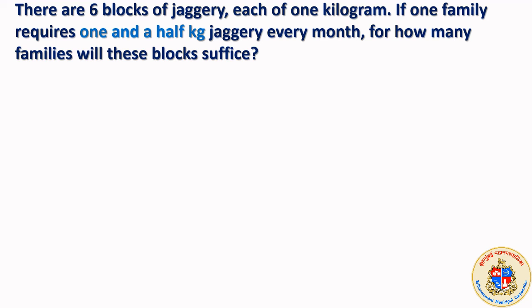There is another example, again related to your textbook. 6 blocks of jaggery is there. Jaggery मालूम है ना, gourd. Each 1 kilogram, हर एक 1 kilogram का jaggery एक. If one family requires 1.5 kg of jaggery every month, एक महीने में 1.5 kg चाहिए, एक 1 jaggery full और एक half kg का jaggery, मतलब 1 kg का ही मिलता है, उसको आधा करना पड़ेगा. How many families will have these blocks of it?